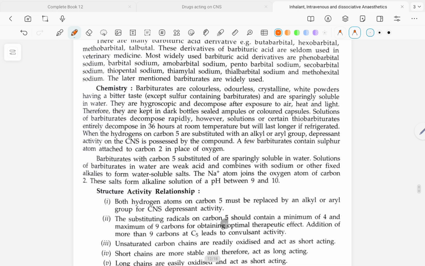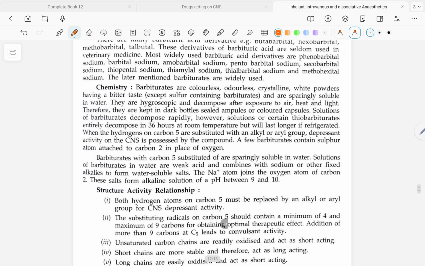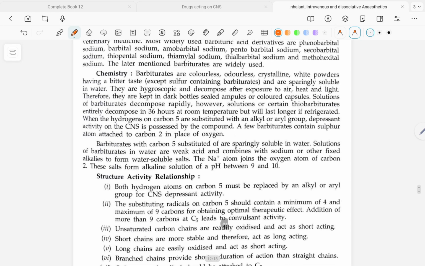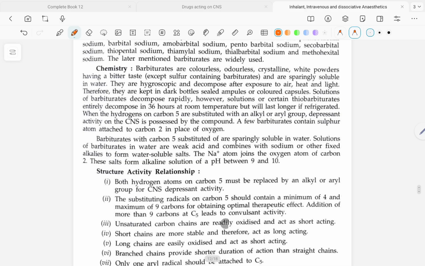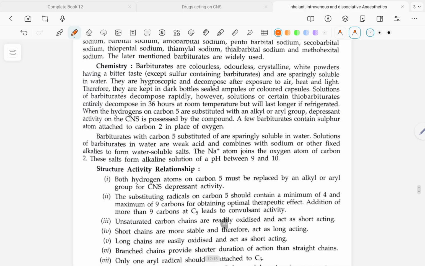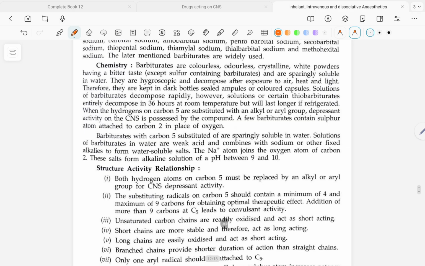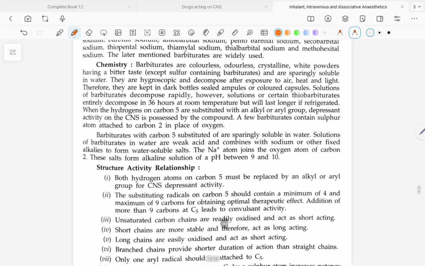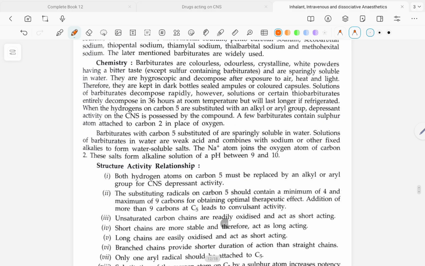Chemistry: barbiturates are colorless, odorless, crystalline, white powders having a bitter taste, except sulfur-containing barbiturates, and are sparingly soluble in water. They are hygroscopic and decompose after exposure to air, heat, and light.